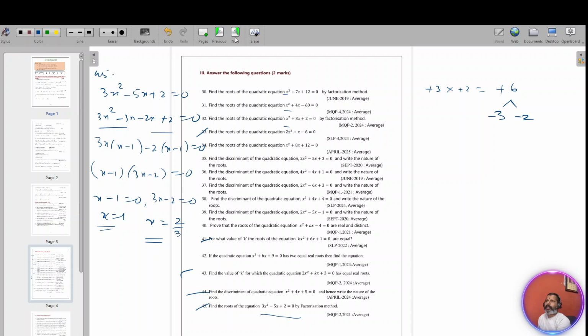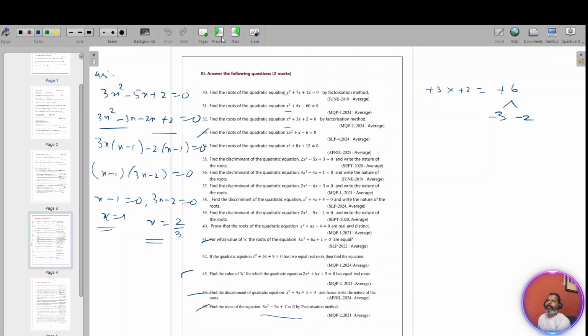We'll see the next question, whether we have any 2 marks questions. No, we are done with 2 marks questions.